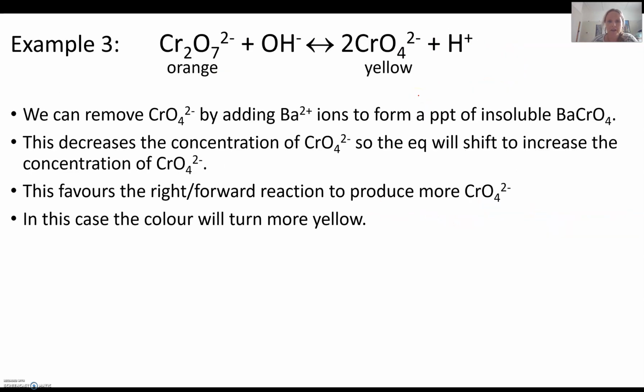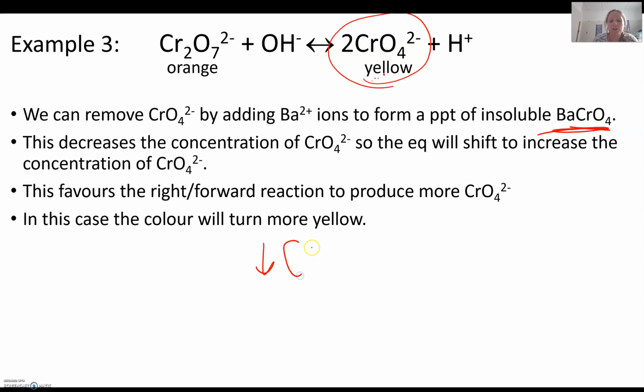Hopefully that makes sense. Here's another example, and this one is another removal one. So we can remove this by forming a precipitate with barium. If we ever wanted to remove some of these, we'd add some barium ions and it would form a precipitate. You wouldn't be expected to know that off by heart at all. It would simply say that this concentration was going down. What happens? So let's talk about what happens.